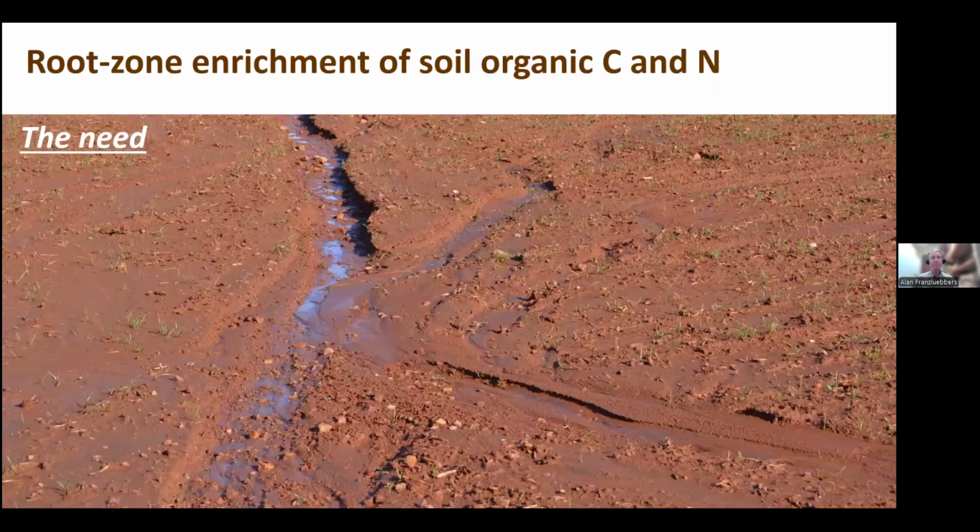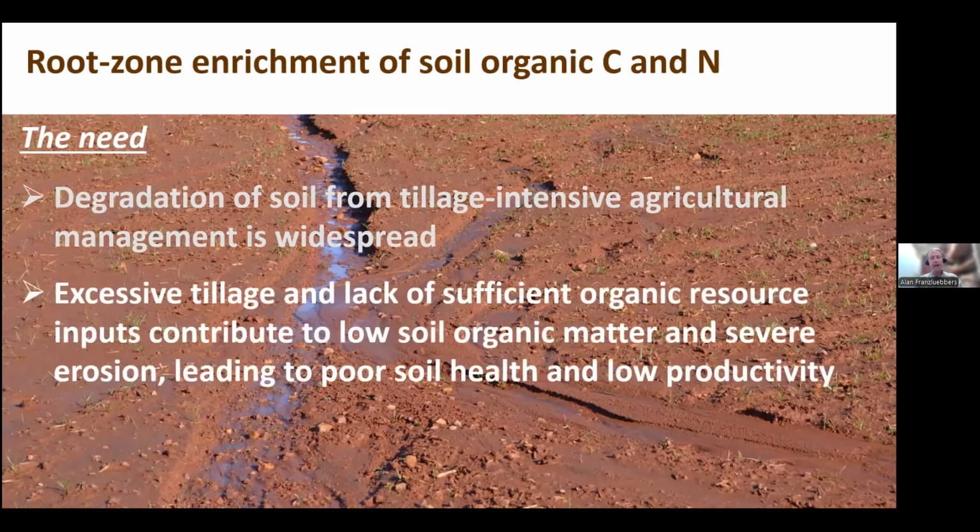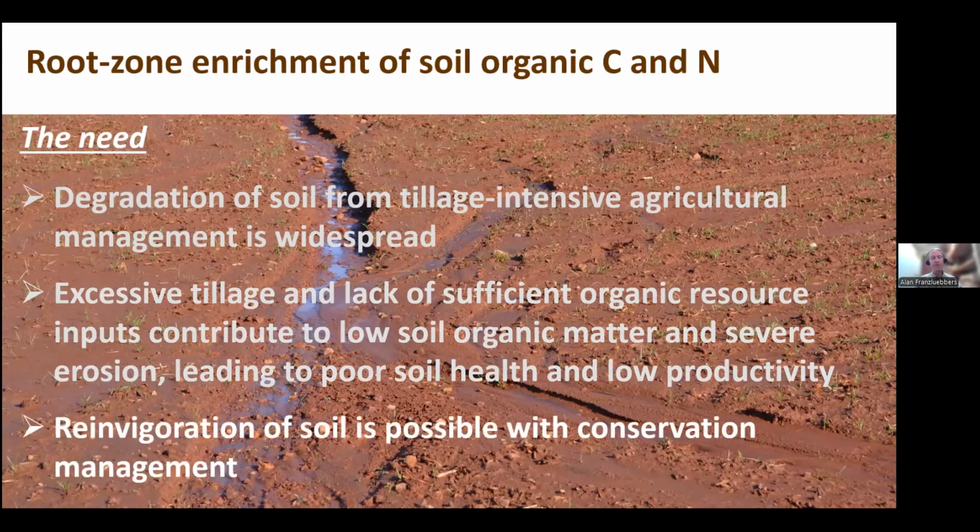So the root zone enrichment is an important process because we want to avoid this condition in this photo here, right? We want to change our land use so that it's not destroying soil, but conserving soil. Degradation of soil from tillage-intensive agricultural management is still widespread, and we need to control this. Excessive tillage and lack of sufficient organic resource inputs contribute to low soil organic matter and severe erosion, leading to poor soil health and low productivity. And reinvigoration of soil is possible with conservation management.